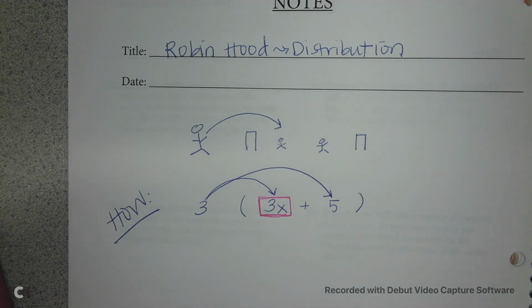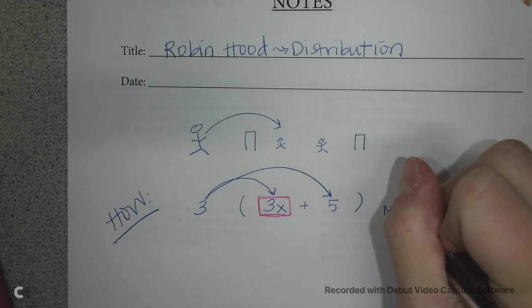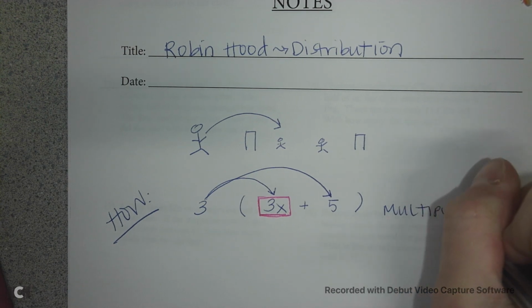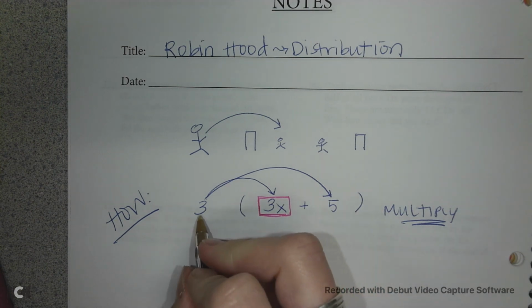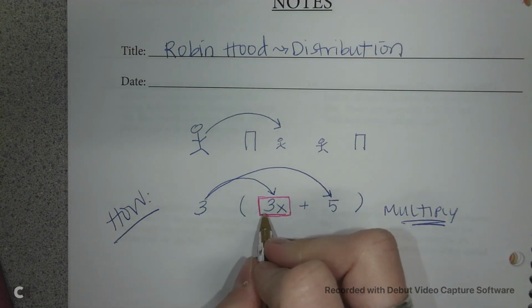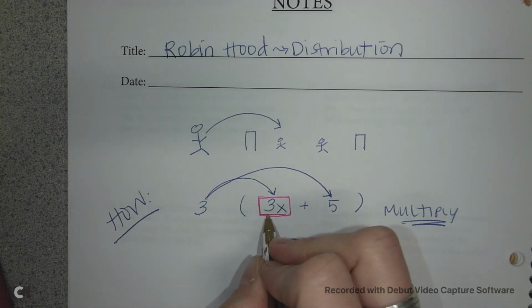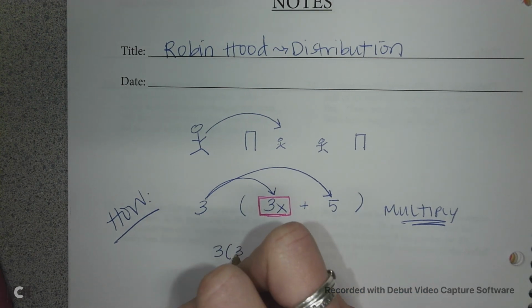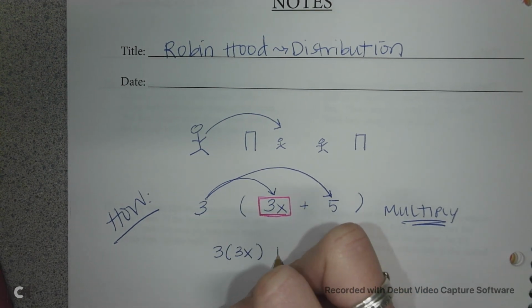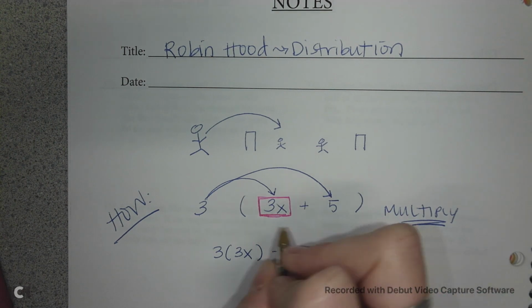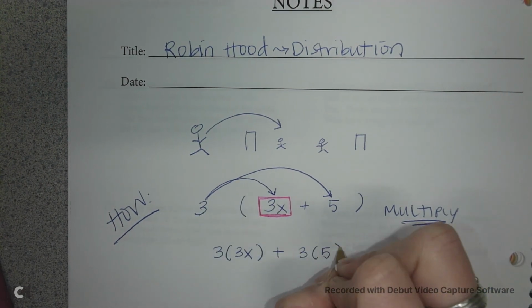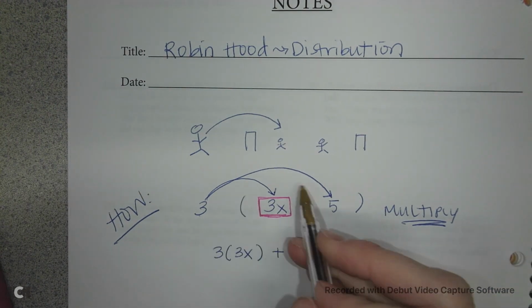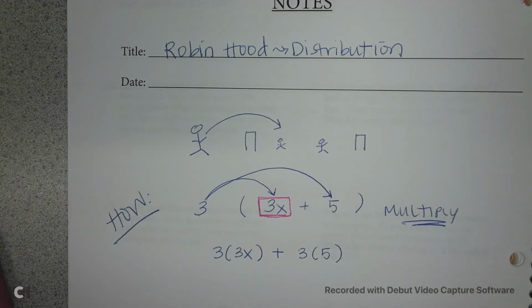When you distribute, you use multiplication. Okay, so we're going to be multiplying. So what we're saying is we're going to take this first term and multiply it to the first term on the inside. So 3 times 3x and plus sign, we're going to multiply this 3 to the 5. This is called distribution. You distribute the 3 to everything on the inside.